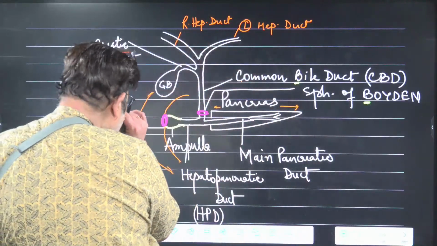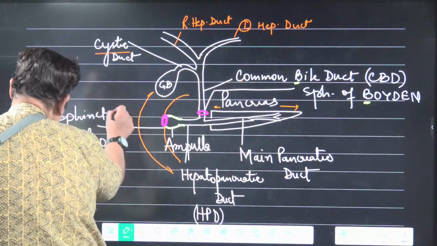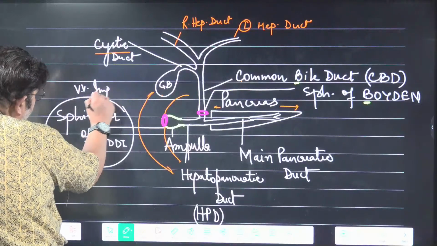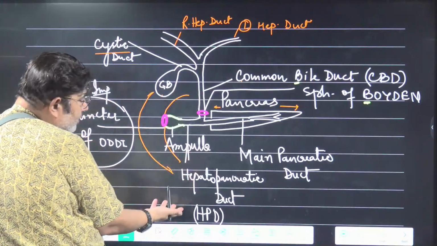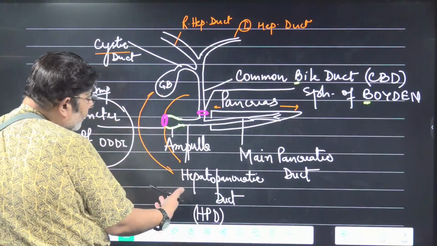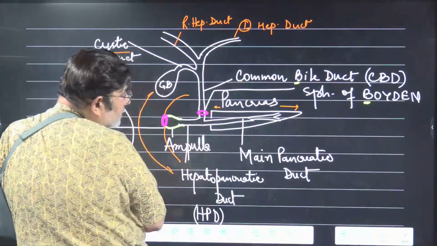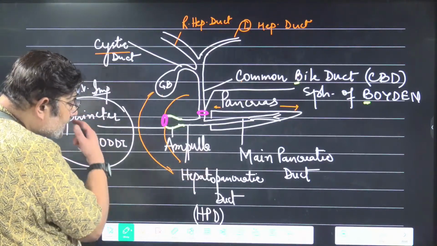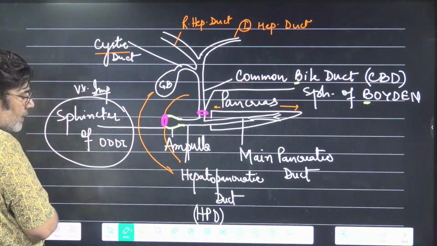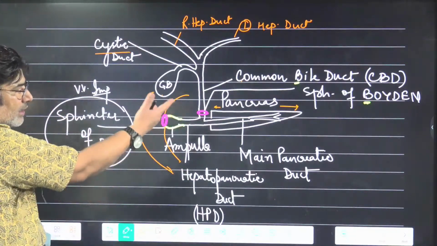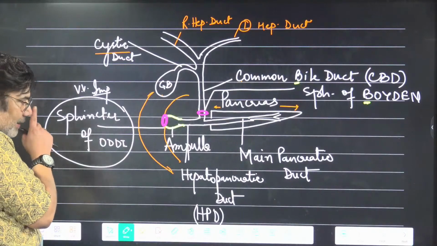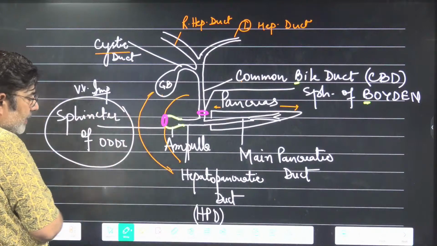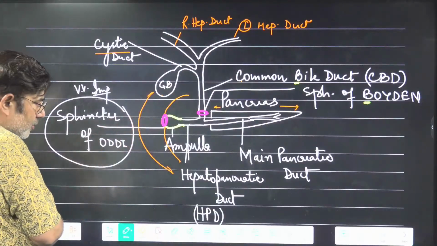So this is a duct system, and this one is given in the textbook, bachcho, and therefore I call it very, very important. And these names are also very important. What is the name of the duct formed by merger of CBD and main pancreatic duct? The main pancreatic duct joins another duct to form hepatopancreatic duct. What is that duct? Answer is CBD, common bile duct. Once again, the main pancreatic duct joins what to form the hepatopancreatic duct? Answer is common bile duct.